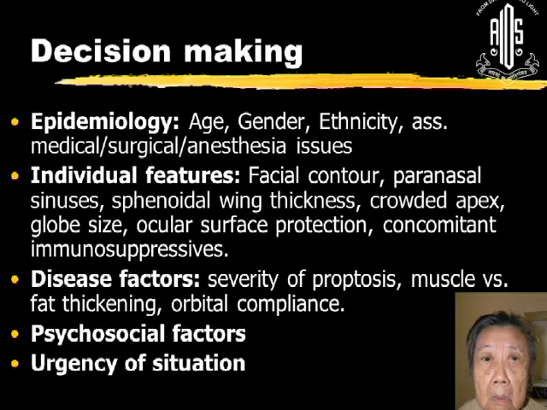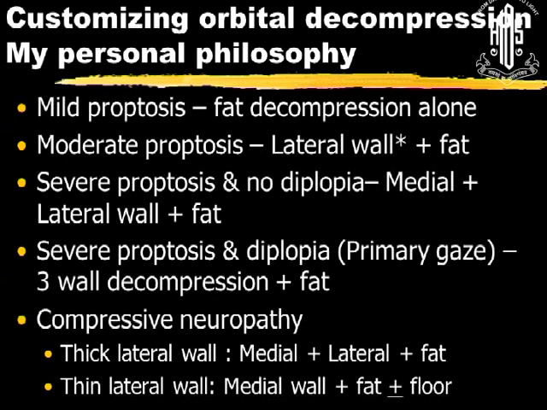So in summary, when you're talking about various forms of treatment, you're customizing treatment to the patient. If you have very mild proptosis, I do fat decompression alone. If you have moderate proptosis, I do a single wall, which is a lateral wall, and fat alone, in the right patient with a thick lateral wall. And if you have severe proptosis, that's when I do a balanced decompression, medial lateral wall decompression and fat decompression. If somebody's got pre-existing diplopia, pre-operatively, I go all the way to a maximal decompression when I can.